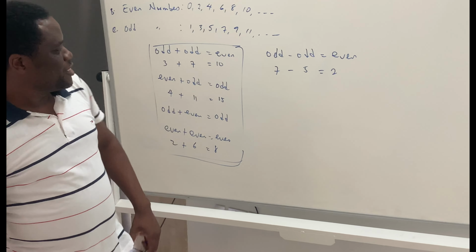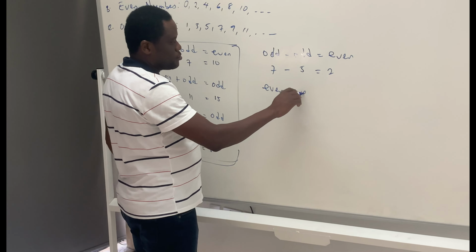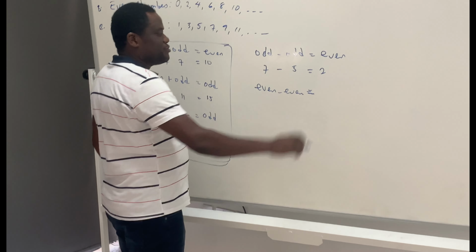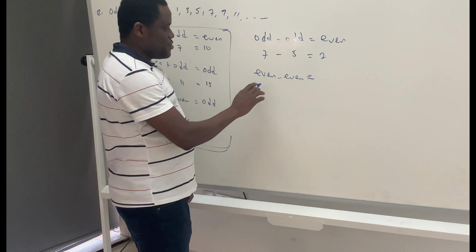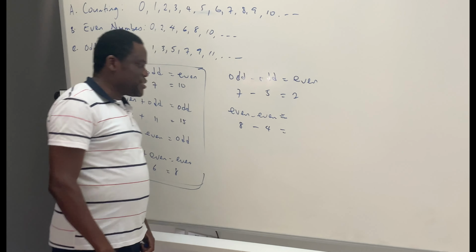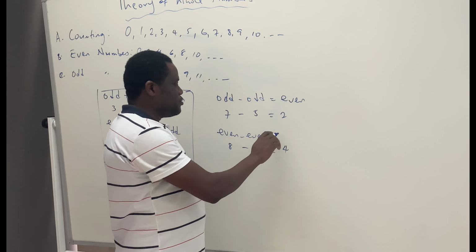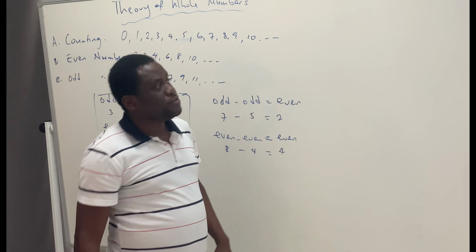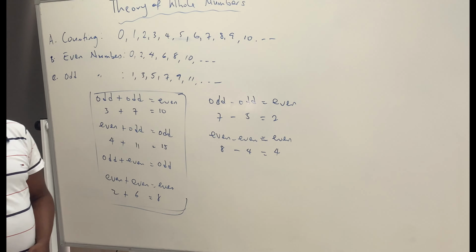Okay, what's even minus even? Even minus even give us what? Let's check it. Even is 8, another even is 4. 8 minus 4 is what? 4. So which means even minus even is even.